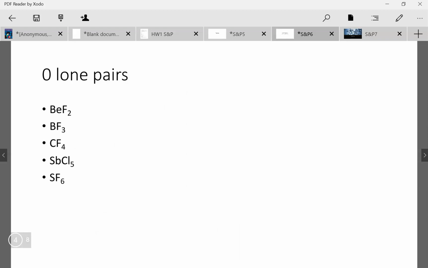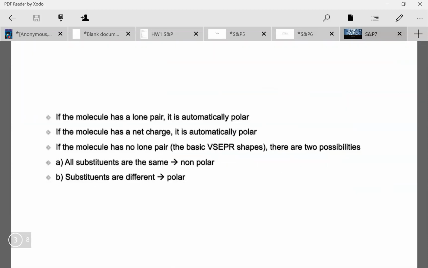So these are perhaps examples of the non-polar type with 0 lone pairs. So if we jump ahead to our presentation here, we'll see that if the molecule has a lone pair, it is polar.